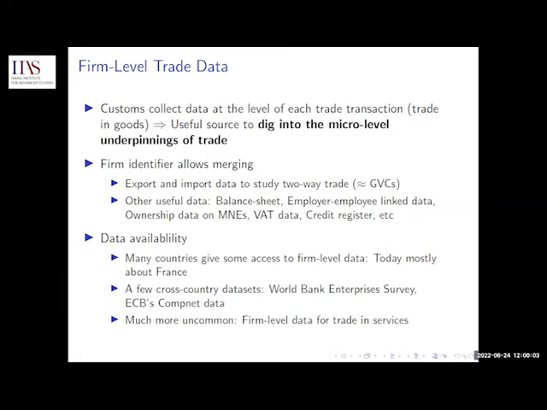For instance, the ECB has a nice project whereby they're asking members of the Eurozone to compute the same statistics on their own firm level data, and then they put together those statistics to dig into the comparability of statistics across countries. But this is still very much work in progress. So as of today, if you want to use firm level data, most of the time you'll have to focus on one particular country. And as I said, there are many fewer countries that give access to firm level data on trade in services.